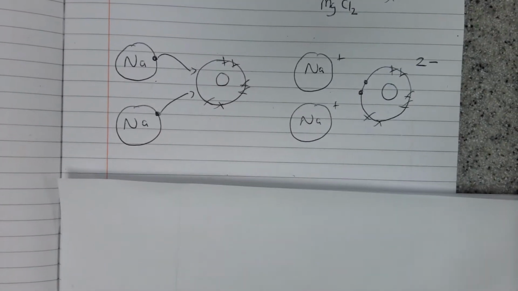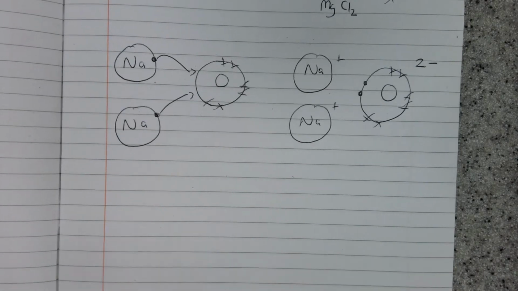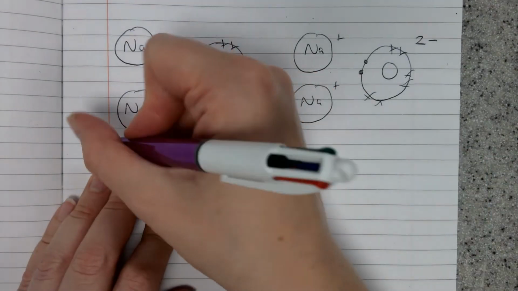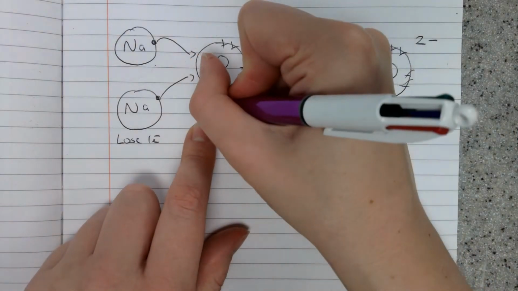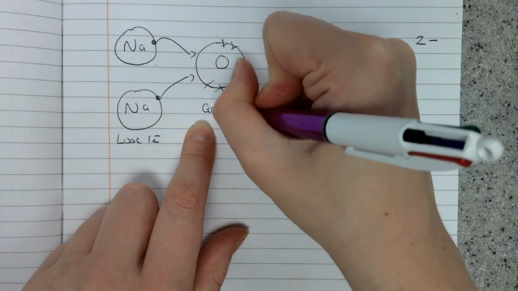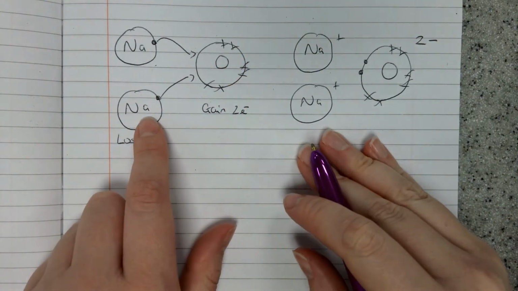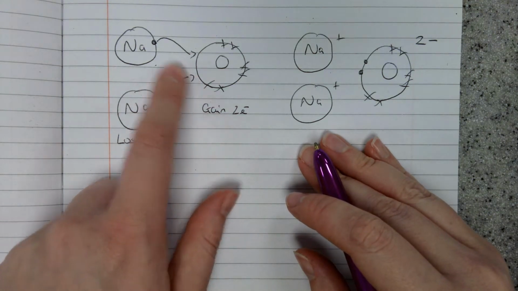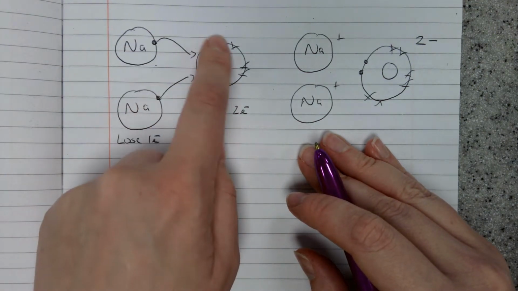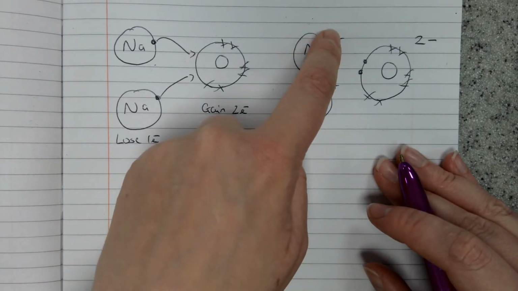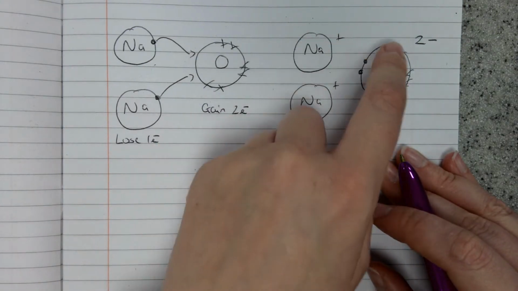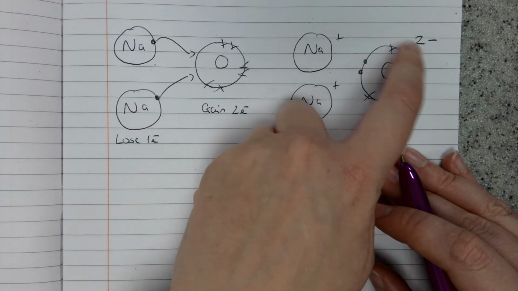Look at a slightly different example. This time I've got sodium reacting with oxygen. Sodium, as we've seen already, is in group 1 and wants to lose 1 electron. But oxygen is in group 6 and it needs to gain 2 electrons for that full outer shell. Because each sodium can only lose 1, I need 2 sodiums to provide oxygen with the 2 electrons that it needs. Again, sodium loses 1 and takes on a positive charge.